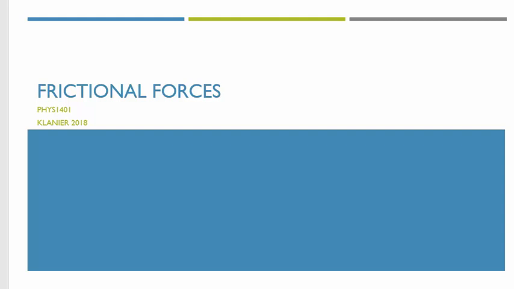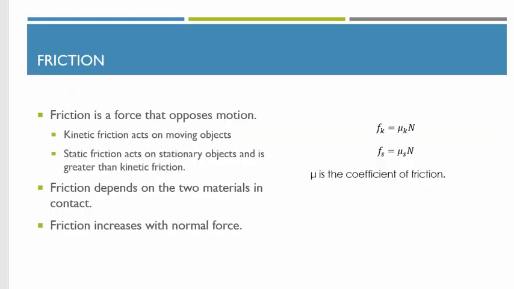So we're going to talk about frictional forces a little bit, and we've mentioned them in the sense that that's one of the forces that opposes motion, like air resistance, drag, and then friction. We're going to talk about it in a little bit more detail. So friction is a force that opposes motion, and there's two basic kinds.